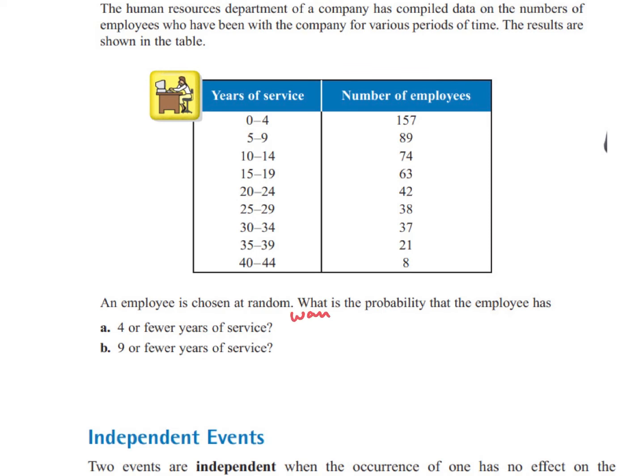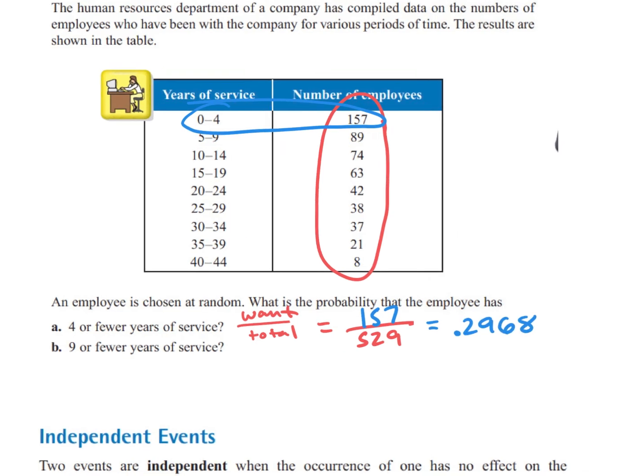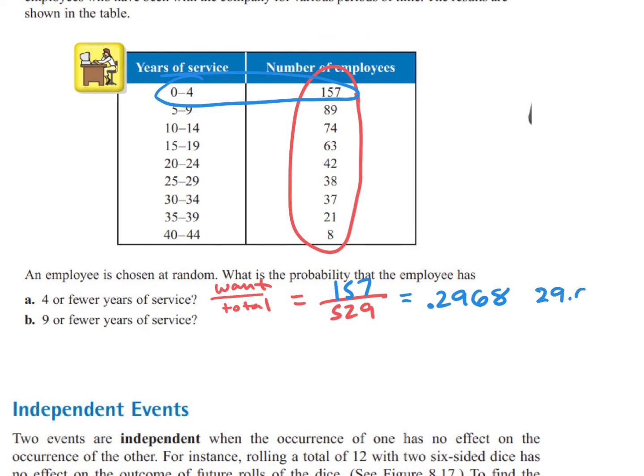Remember, it's what we want over the total. So how would I find the total? Add up all of these together. So we would get 529. And then what is it that we want? 4 or fewer years would be 157. What's 157 divided by 529? 0.2968, or we could say 29.68%.